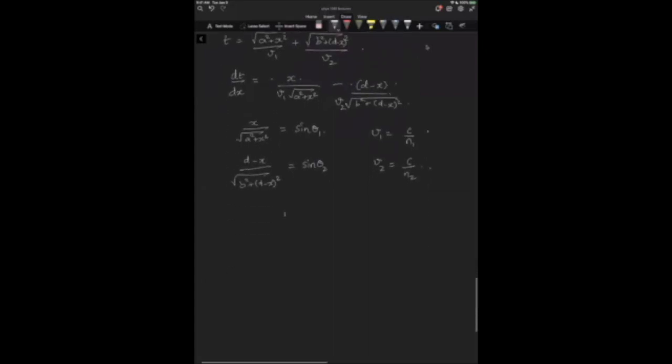and that is going to give me n1 sine theta 1 minus n2 sine theta 2, and this all has to be set equal to 0, the derivative, for an optimal or extremal point. So that gives me the law of refraction, which is also known as Snell's law, because in, let me see, which year was that? In 1621.